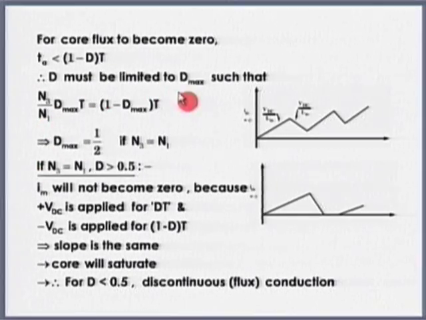So, D must be limited to D max such that N3 by N1 times D max into T should be equal to (1 minus D) into T. So D max is half if N3 is equal to N1. If N3 is equal to N1, D max is equal to 1. So, the number of turns is the same now.